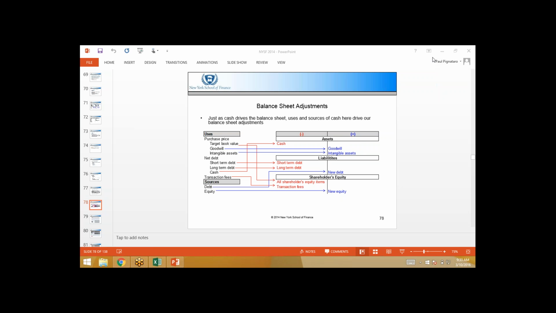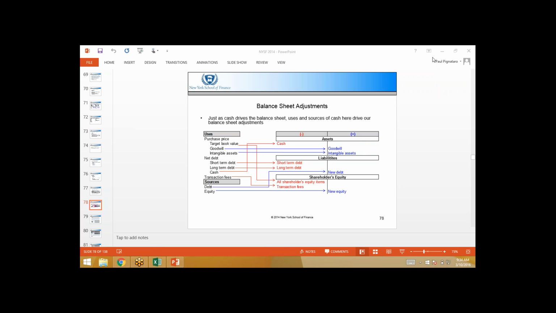It's important to understand why balance sheet adjustments work because you'll be looking at different types of transactions under different scenarios. The balance sheet adjustments is basically merging the acquirer and target balance sheet, but is driven from the sources and uses of cash. Much like how cash drives the balance sheet, cash coming in from outside of the balance sheet in a transactional setting, the sources, and where cash is going in a transaction, the uses, will drive the adjustments to a balance sheet.